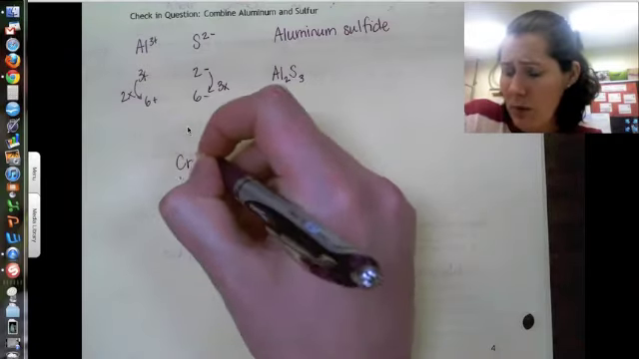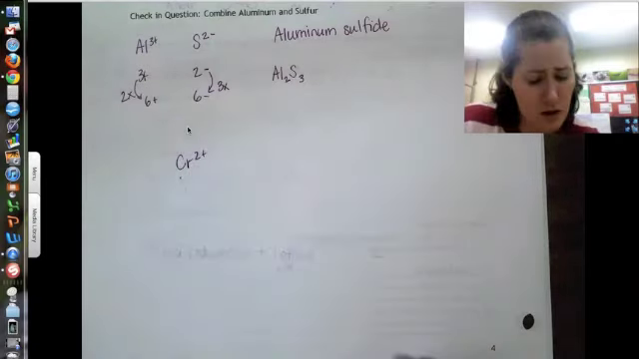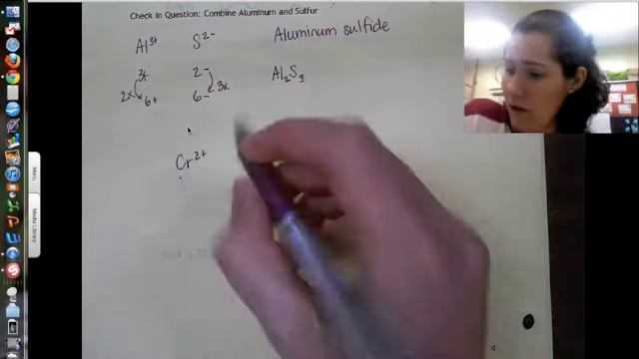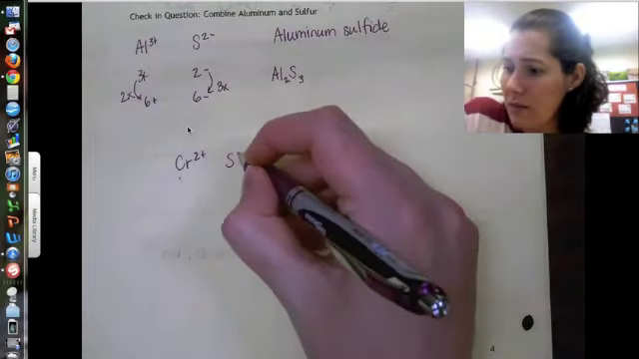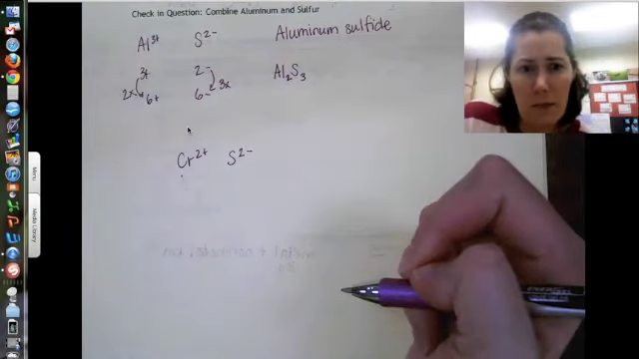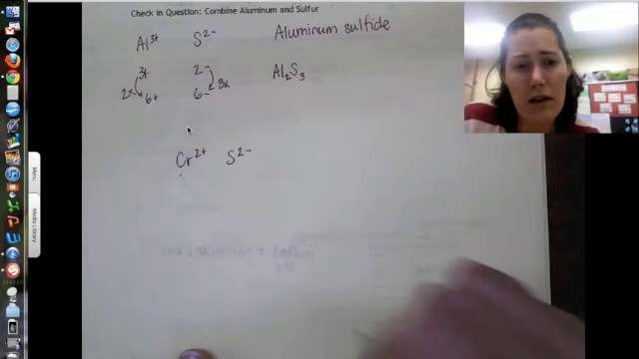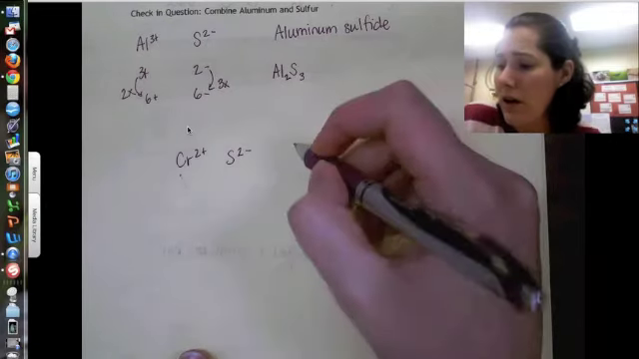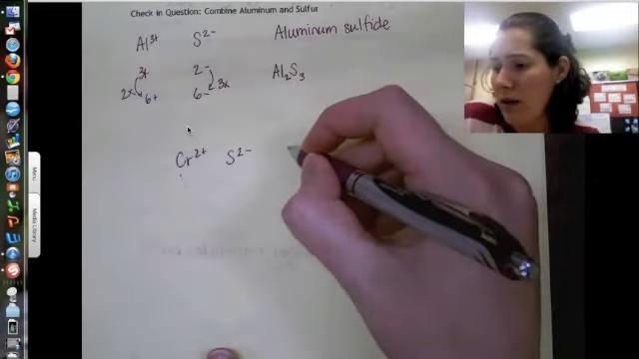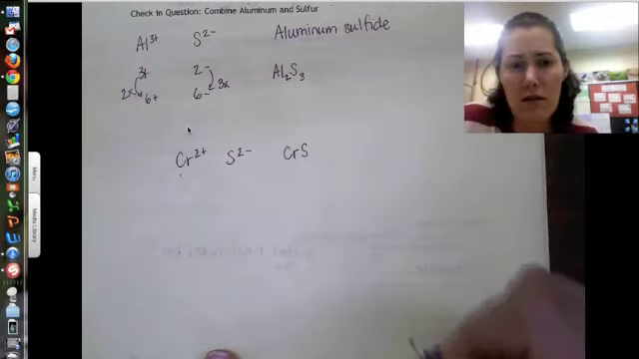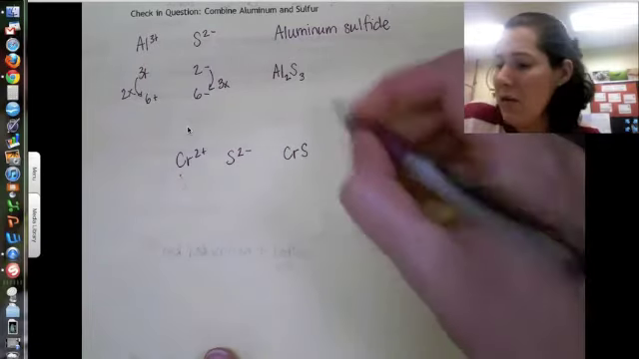We can have chromium 2+. Let's do that one first. Or we can, and then sulfide, which is 2-. So chromium 2 plus and sulfide 2 minus, well, that's going to be an easy one to figure out in terms of the chemical formula. So it'll be CrS. But what will we name that?